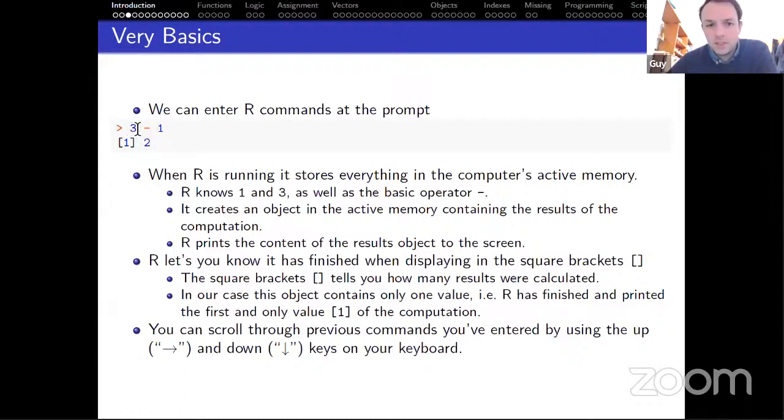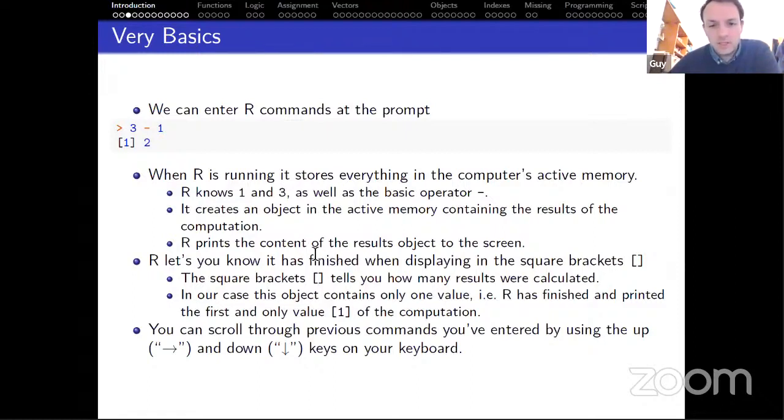When we type anything into R, what it's doing is using the computer's active memory. R knows what 1 is, and it knows what 3 is, and it also knows what a minus is. So it's able to do the calculation. In doing it, it's creating a little object, a little bit of memory that works out the computation given these other bits of memory, the 3 and the minus and the 1, and then prints the results to the screen.